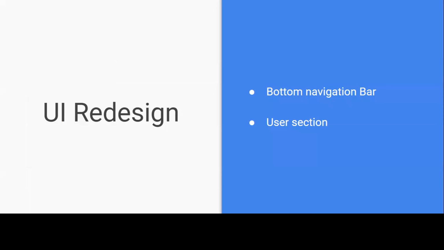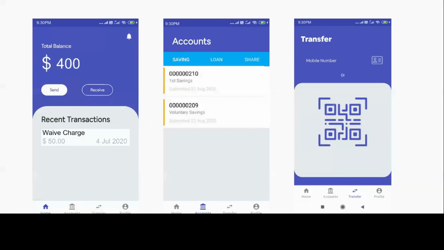So next up, talking about the UI redesign. So here are the bottom navigation designs: the home option, this is the accounts where the user sees the home, savings, loan, and share, and this is where you can initiate payments through QR code.